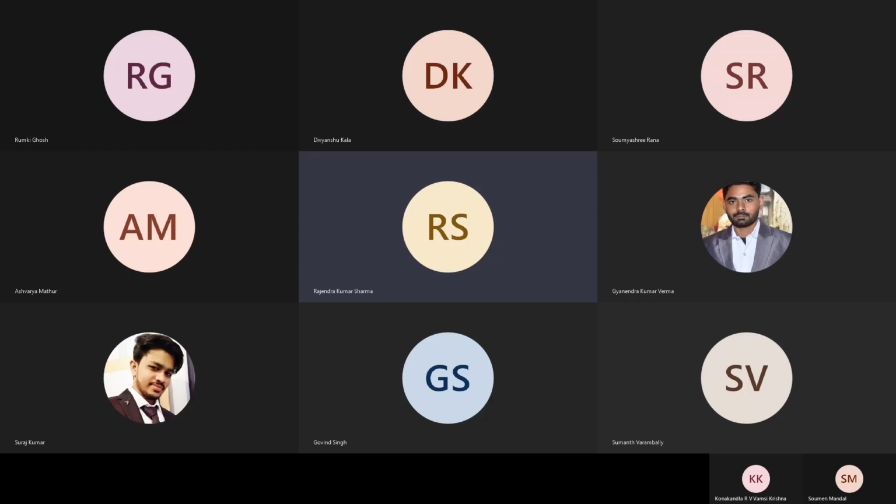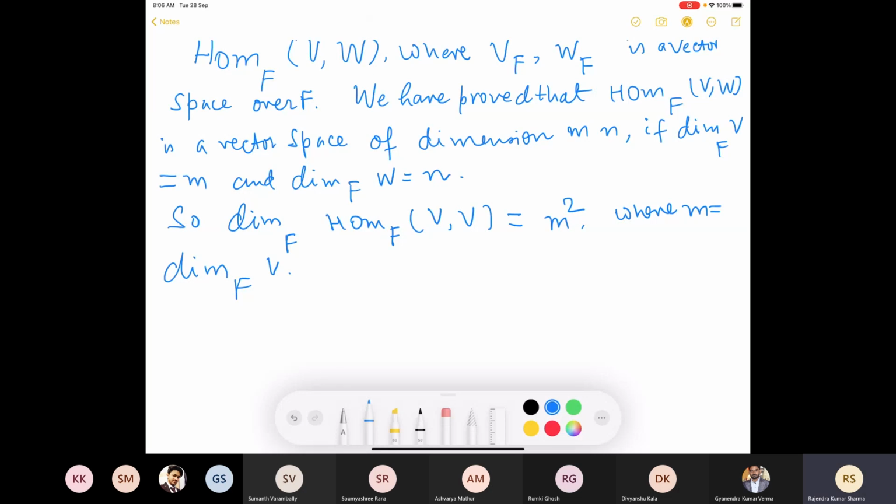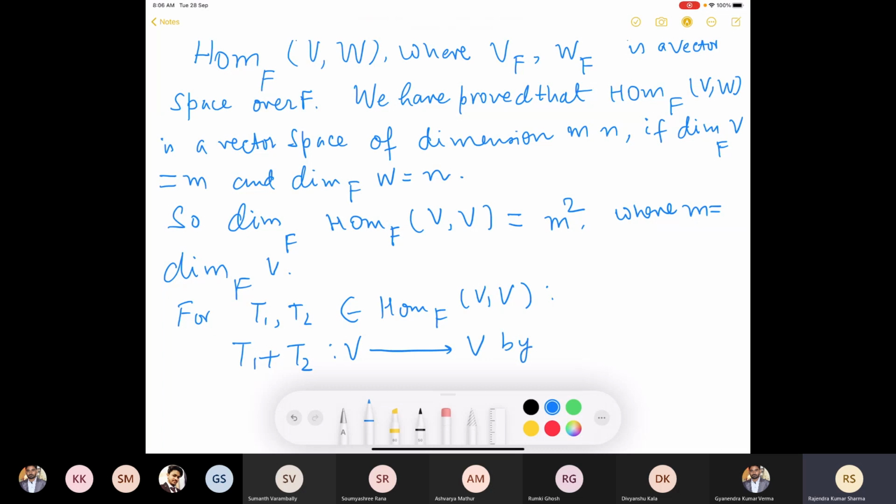Vector space means the sum of two homomorphisms will be a homomorphism, and we have already defined the operations. So for T1, T2 in Hom(V, V), we had already defined T1 plus T2. This is the map from V to V, and v under T1 plus T2 is the same as v under T1 plus v under T2.